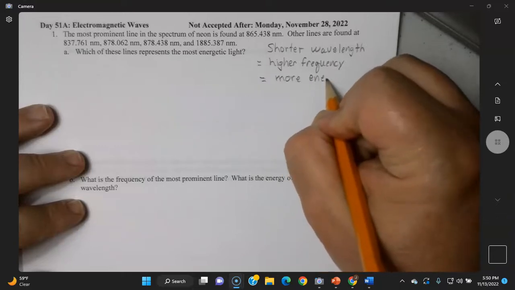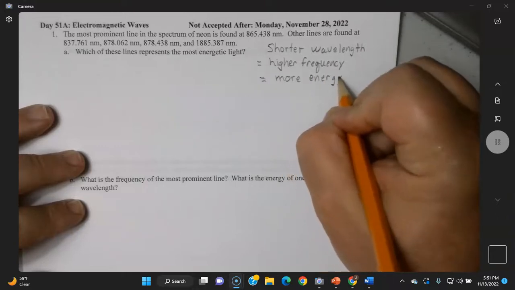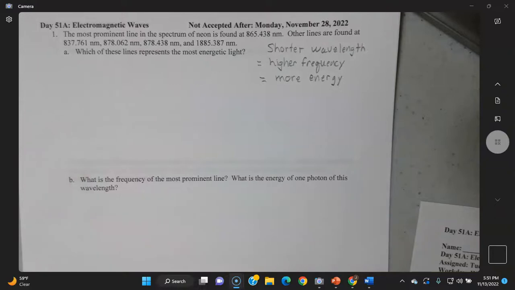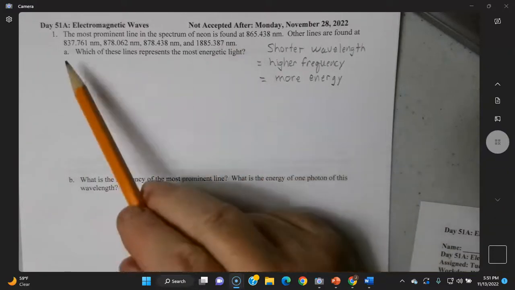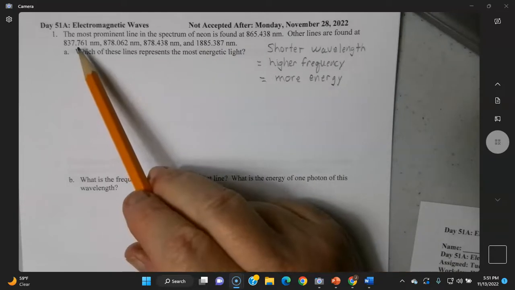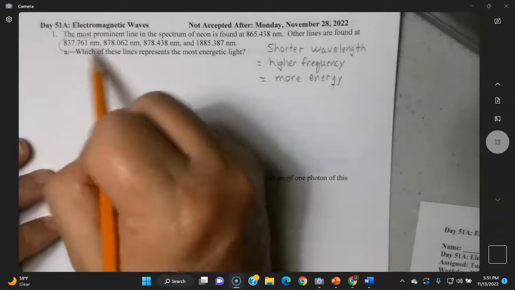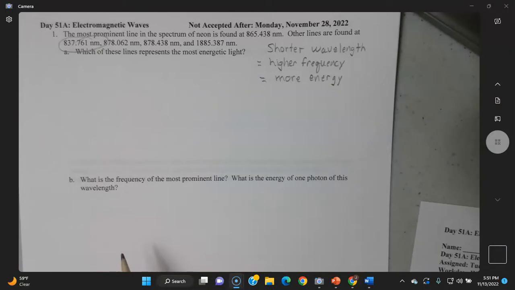So just learn that relationship. Again, it's in one of the first two lessons there. We talk about that. Okay, so the shorter wavelength, 865, 837, looks like it's the shortest. So this one. Okay, that's the most energetic light. It's the shortest wavelength. That's all you need to do for that one.